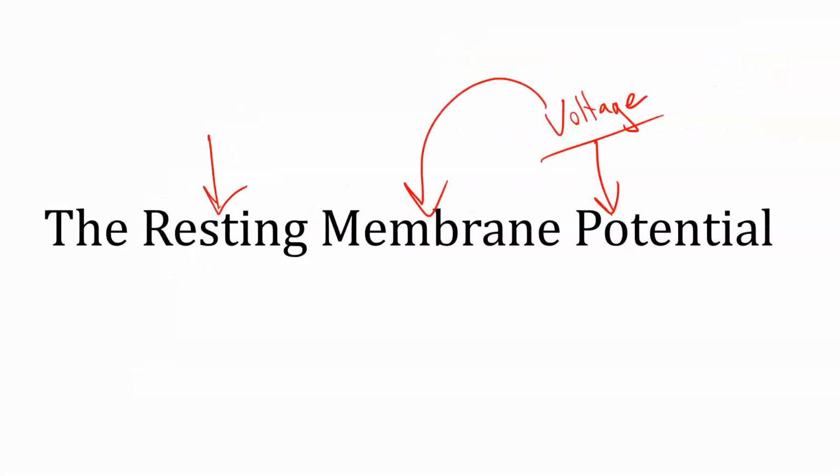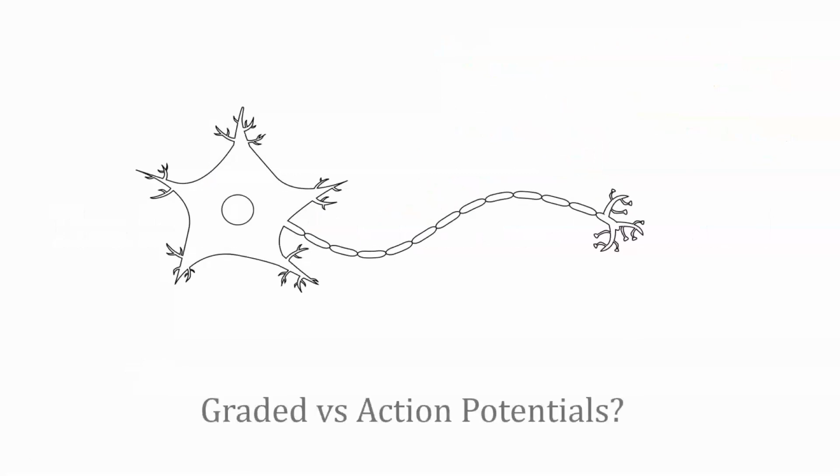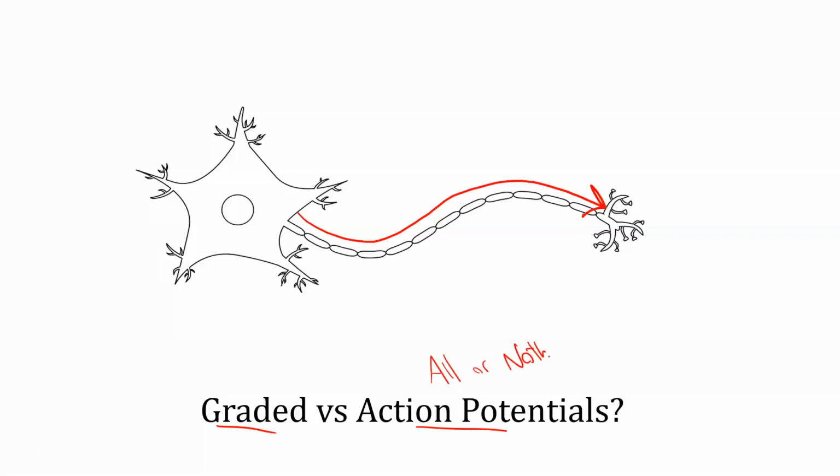Now, there is a difference between what are called graded potentials and action potentials. We said an action potential is the change in voltage that sweeps across the axon. Okay, think about it being like a gun that's firing, and it's firing a signal that goes all the way down. It's an all or nothing event. And if it happens, it happens, and it happens all the way through. And if it doesn't happen, it doesn't happen at all.